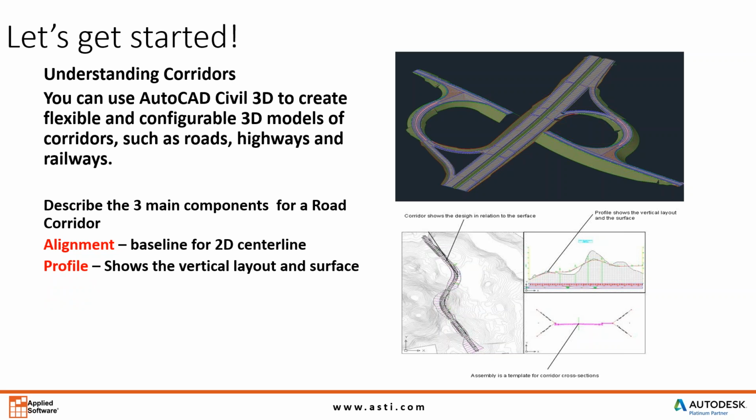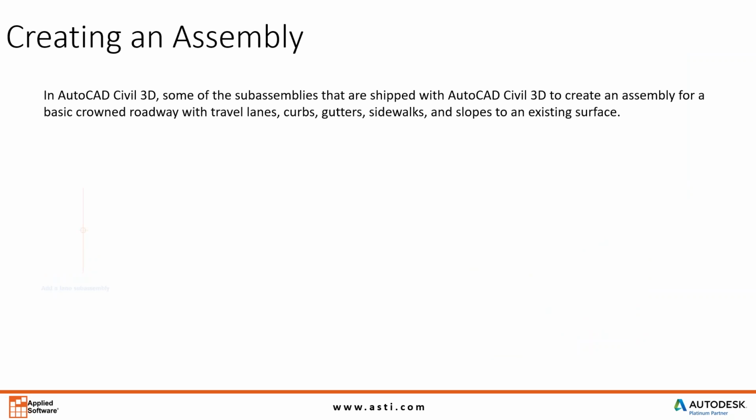And then now in 2018, a feature line and some other things you can build a corridor with. But for the three main components for a road corridor: an alignment, which is our 2D center line baseline, a profile that shows our 2D layout in 3D on a vertical profile, and then an assembly, which is our typical section or our cross section. And then from that, create an assembly.